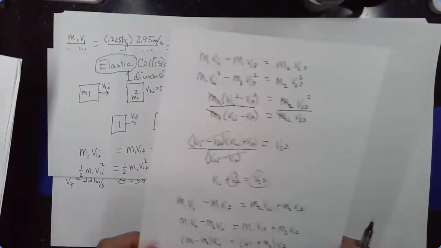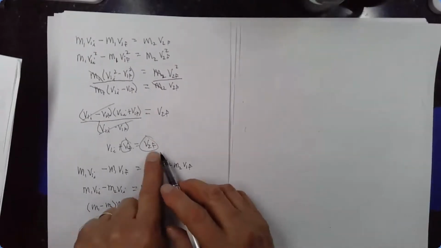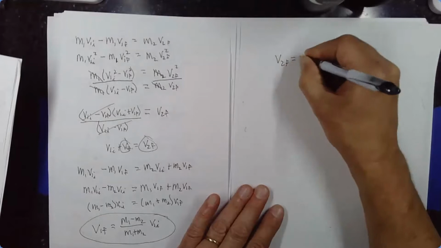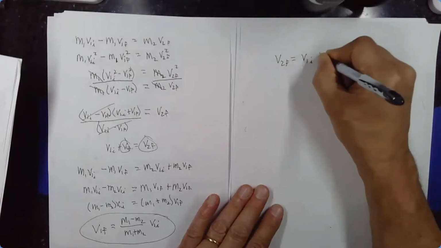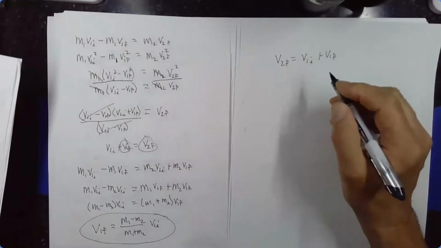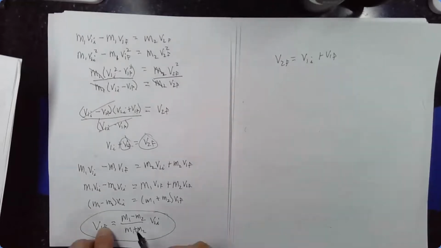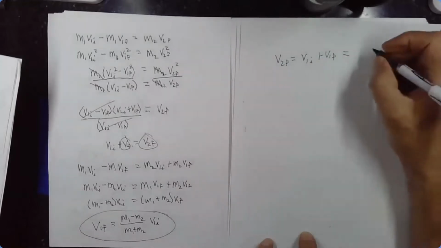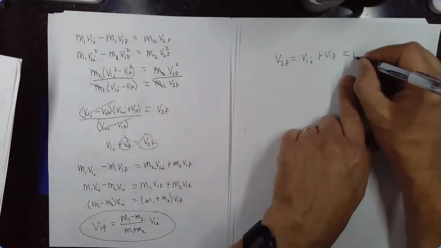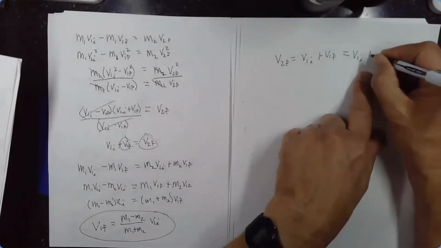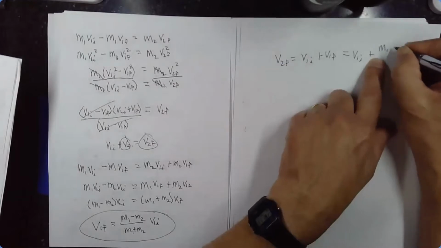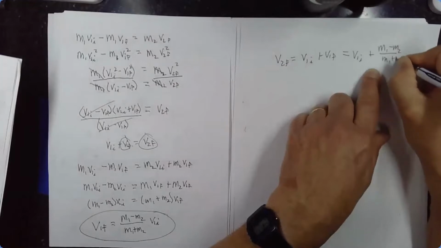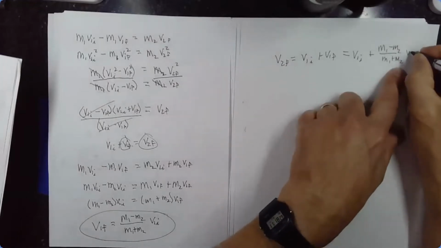And then I've got an expression for V2 final. V2 final is equal to V1 initial plus V1 final. Well, V1 final is this thing. Let's see if we can simplify an expression for V2 final. That means you'll have V1 initial plus M1 minus M2 over M1 plus M2 times V1 initial.